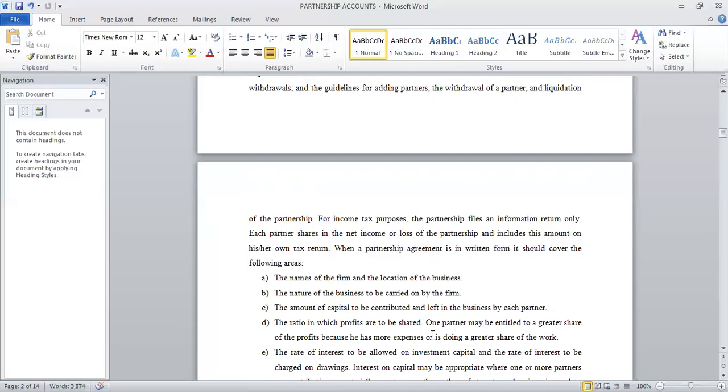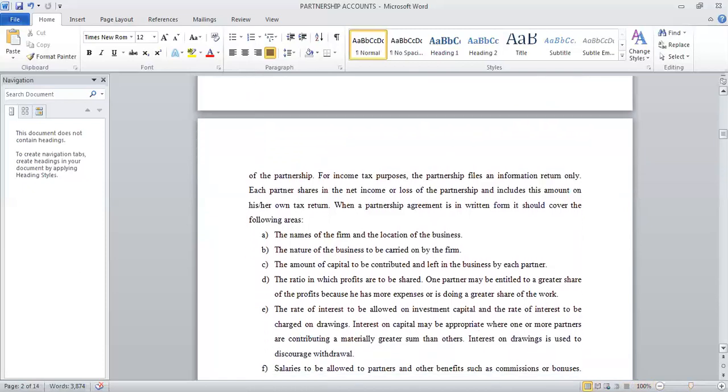You also have the case of the interest to be allowed on capital. If I've invested 100,000 in the partnership, at the end of the year, I might ask for some interest on my money, which I've invested in that business. So in the partnership agreement, it must be documented how much interest one partner is going to be given at the end of the year in terms of percentage.